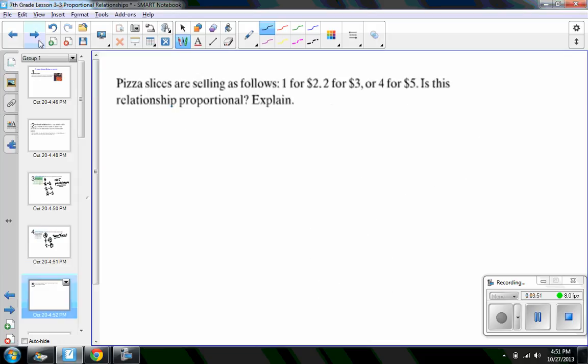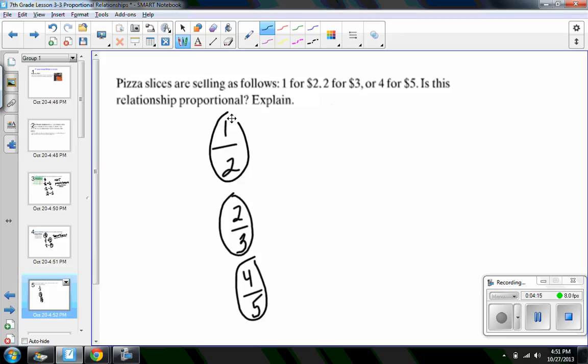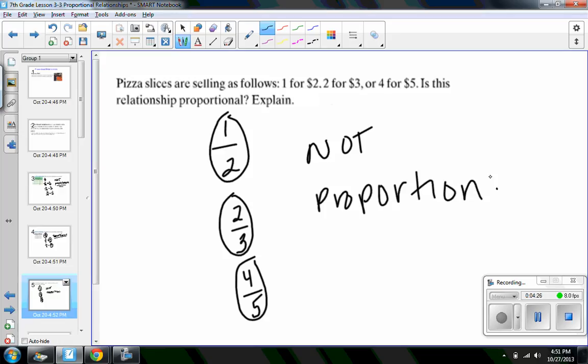So let's look at another one. Pizza slices are selling as follows: 1 for $2, 2 for $3, and 4 for $5. So again, my input 1 to 2, that's simplified, 2 to 3, that's simplified, and 4 to 5, that's simplified. Well, since these are all simplified and they are not the same, this is not proportional. So this would not be a proportional relationship.